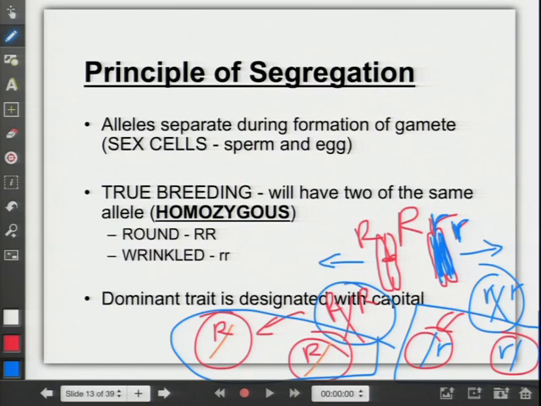Who wins the race in, you know, the plant? Who gets down the tube fastest? Random. Could be the big R, could be the little r. 50-50 chance.